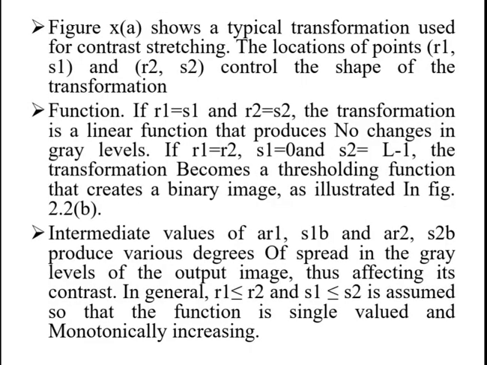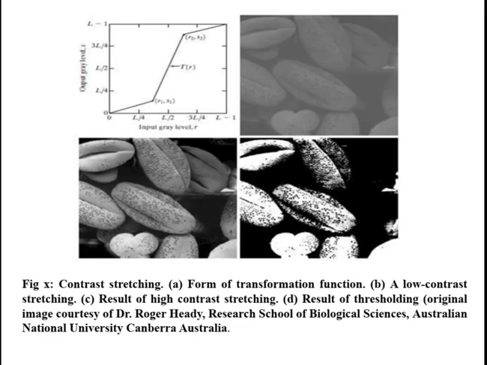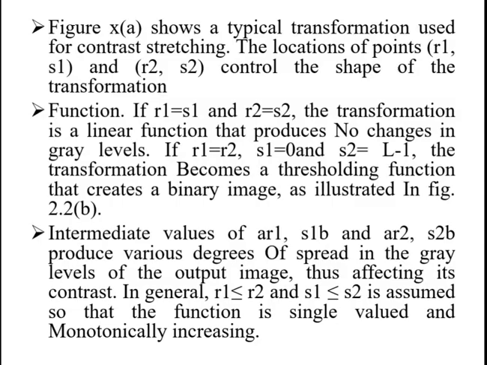Figure (a) shows a typical transformation used for contrast stretching. The locations of the points (r1, s1) and (r2, s2) control the shape of the transformation. This figure shows the representation of contrast stretching. First, figure (a) shows the form of the transformation function. If r1 = s1 and r2 = s2, the transformation is a linear function that produces no changes in the gray levels.